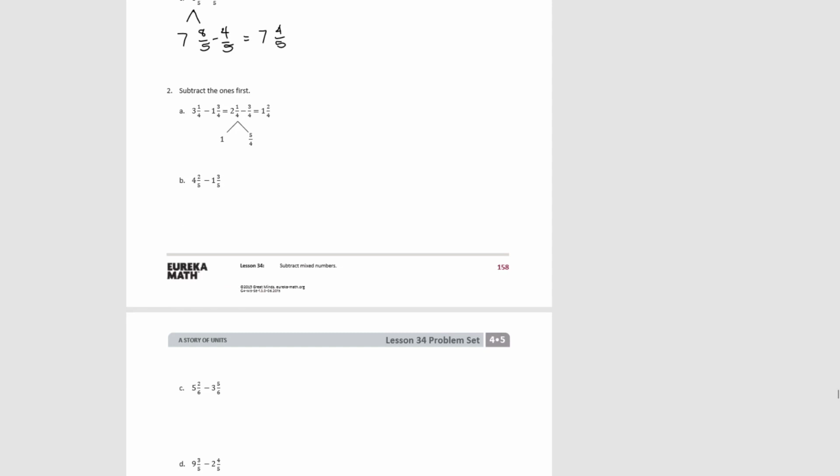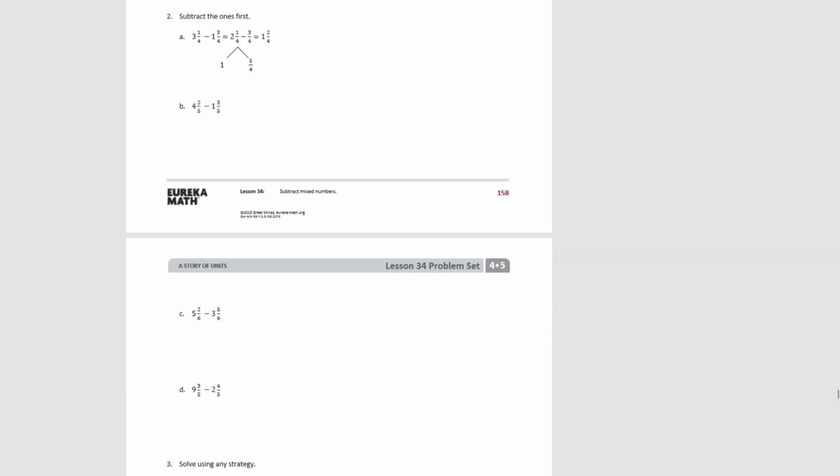Going on to number 2, we now have mixed numbers subtracted from mixed numbers. So we're going to subtract the 1s first and then decompose the mixed number that's left. So we subtract 1 minus 3 to get 2. So now we have 2 1/4 minus 3/4. We're going to rewrite 2 1/4 as 1 4/4 plus 1/4, 5/4. So now we can subtract the fractional part, and we end up with 1 2/4. You try B.